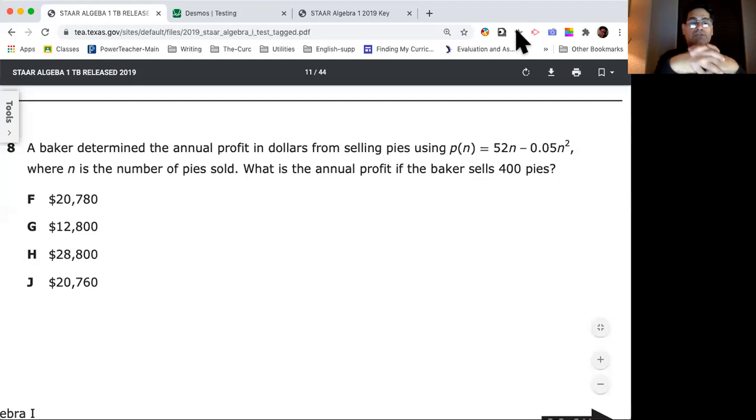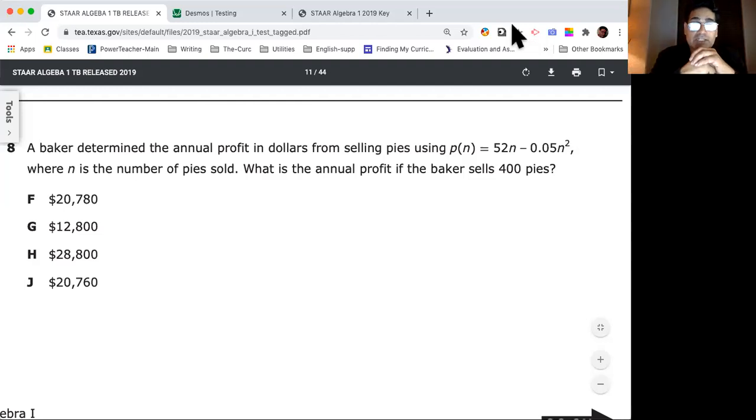We move on to this question, which asks: a baker determined the annual profit in dollars from selling pies using P of n equals 52n minus 0.5n squared, where n is the number of pies sold. What is the annual profit if the baker sells 400 pies?